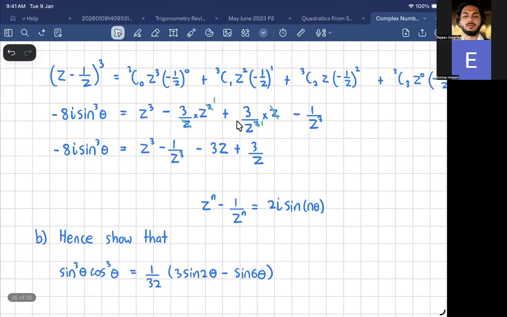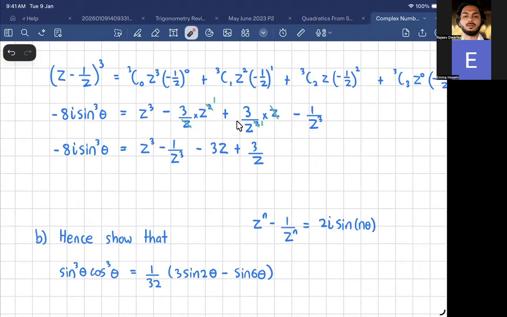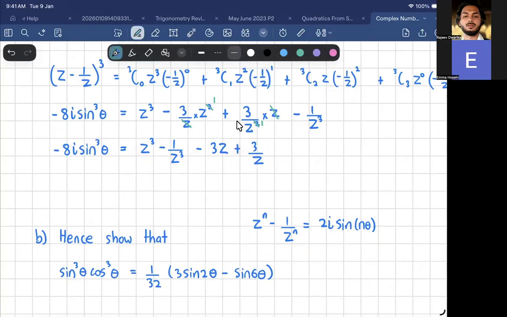You factor out the minus. If anybody is confused, you want to get it in this particular form, so you have to factorize accordingly. It's already in the form here, you don't have to do anything. But over here, notice that there's a plus sign in the middle, so you'll factor out the negative. So minus 8i sine to the power 3 theta.